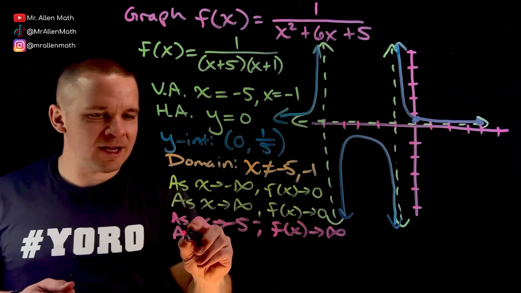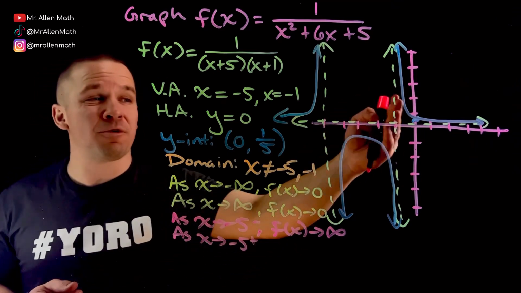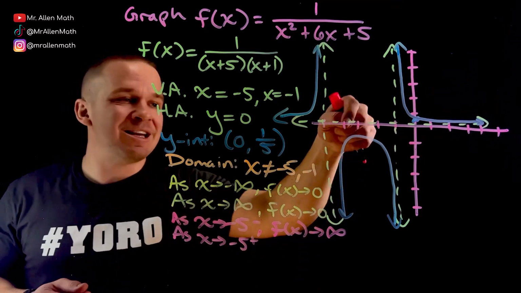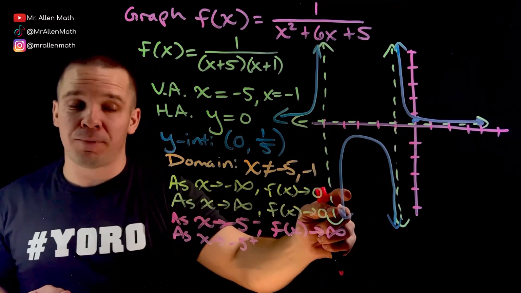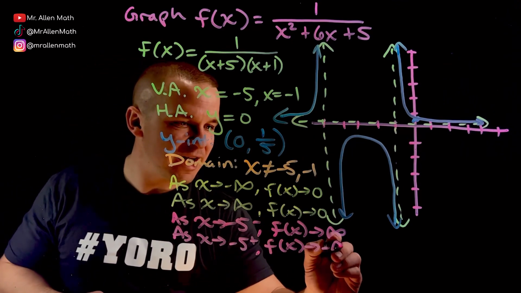Wonderful. Now, how about as x approaches -5 from the right-hand side? So from this side of the graph, I'm looking at this section, it is going down to -infinity. From this side, as I get closer to -5, my graph, the blue part, is going down to -infinity. So f of x approaches -infinity.